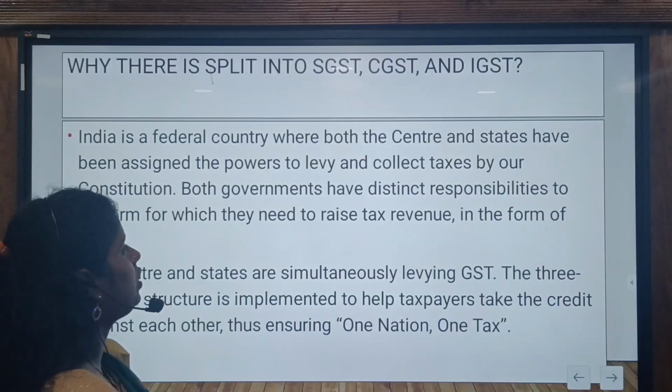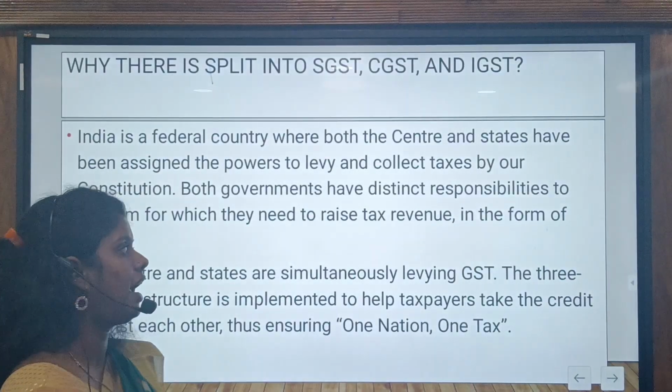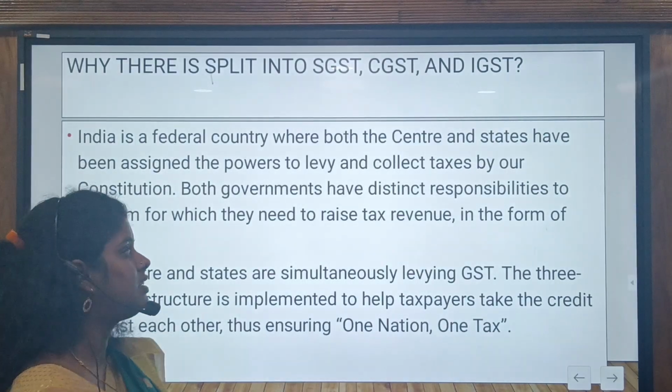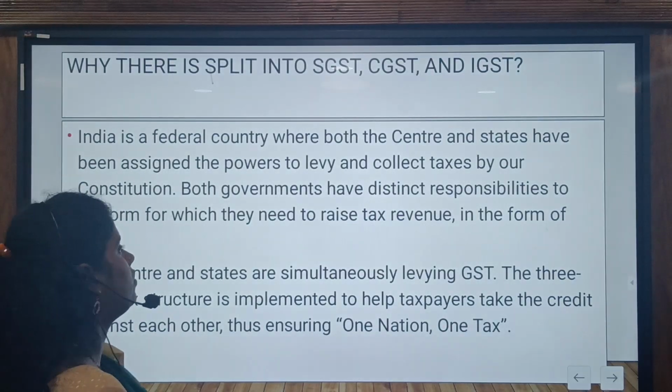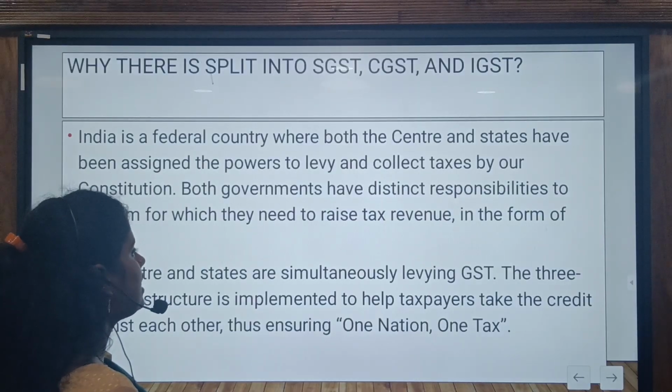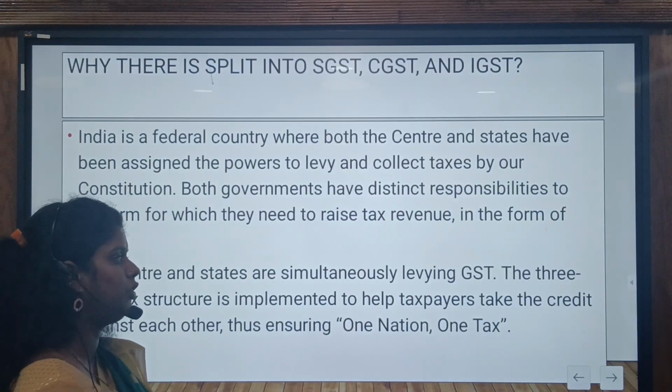So why is there a split into SGST, CGST and IGST? India is a federal country where both the central and state governments have been assigned the powers to levy and collect taxes by our constitution. Both governments have distinct responsibilities to perform, for which they need to raise tax revenue.